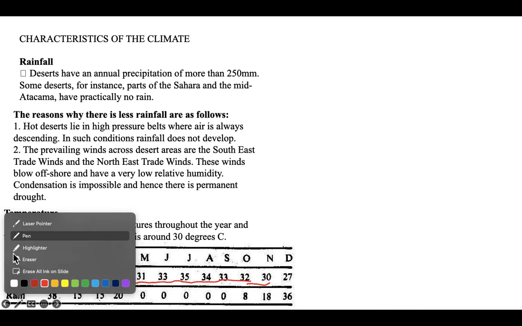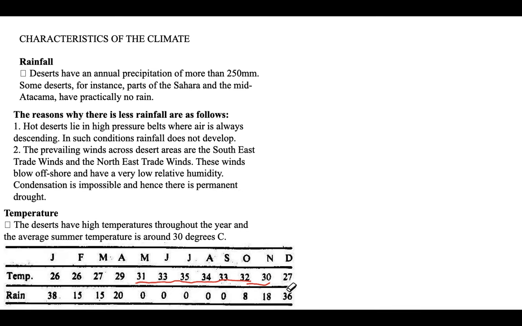Now for a desert itself also, if we look at rainfall, rainfall is in January, February, March, April, and then at these particular points there is no rain.